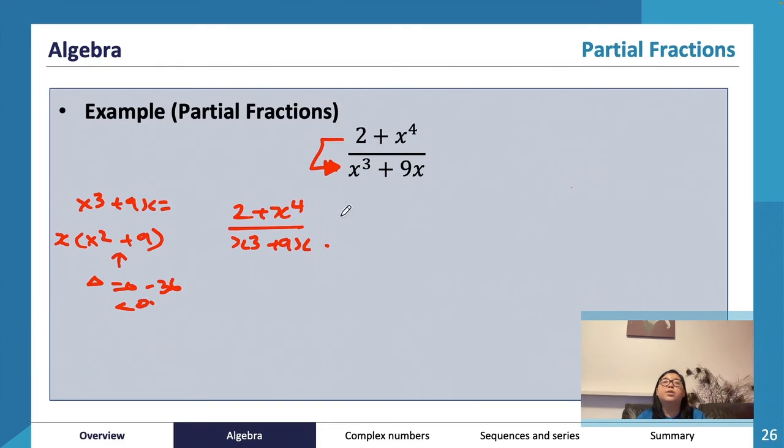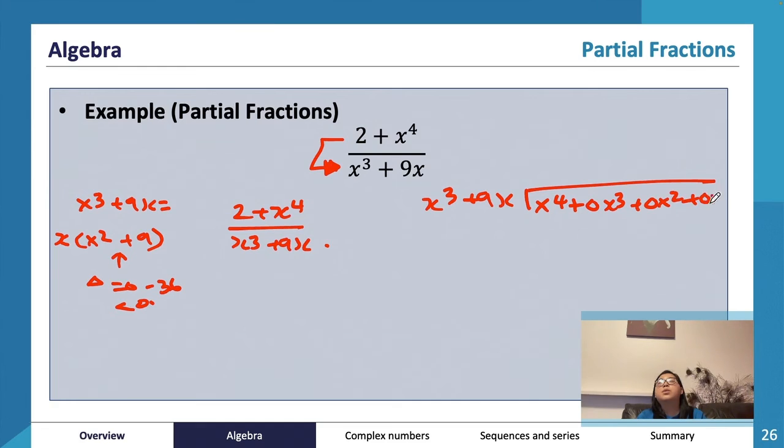So what we can do first is divide across and do a bit of long division. So we'll have x cubed plus 9x, and we'll have x to the power 4 plus 0x to the power 3 plus 0x to the power 2 plus 0x, and then just plus 2 at the end. So we can put that in, and we'll get that this is going to be x, right?